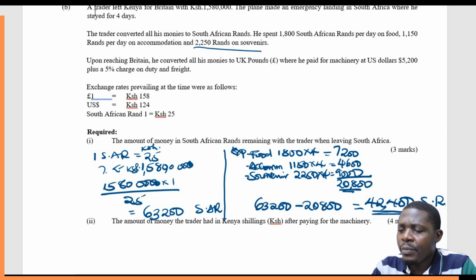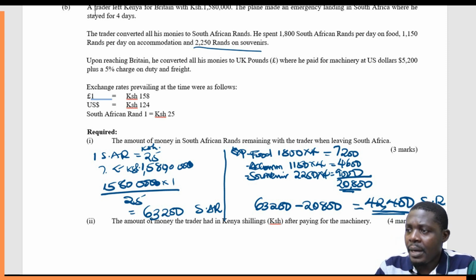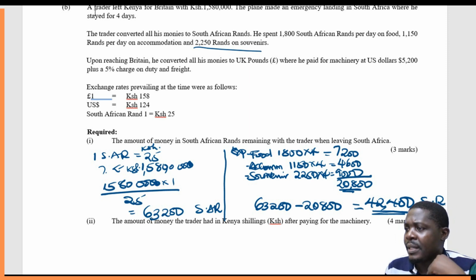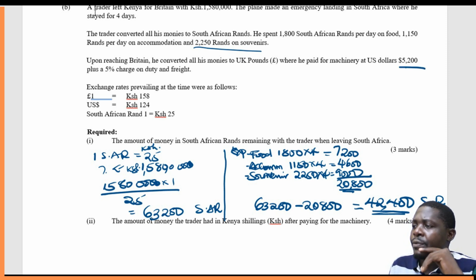The amount of money the trader had in Kenya shillings after paying for machinery. Remember, the machinery was acquired while in UK. Now we are told that he spent, this is on machinery, 5,200 on machinery, that's US dollars. Now let's try to get it. US dollar in shillings, okay.